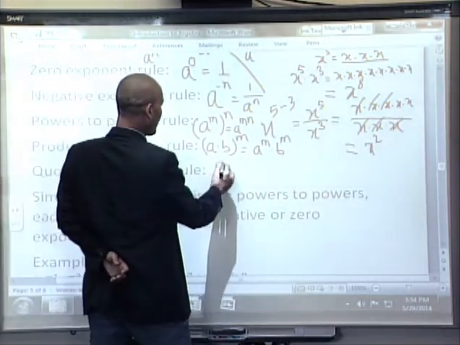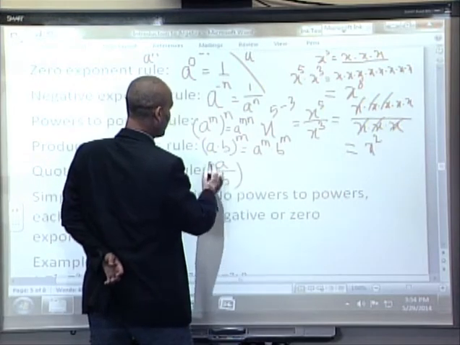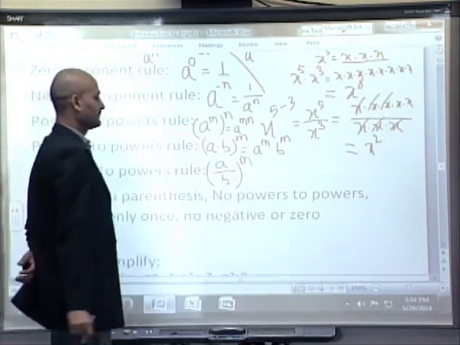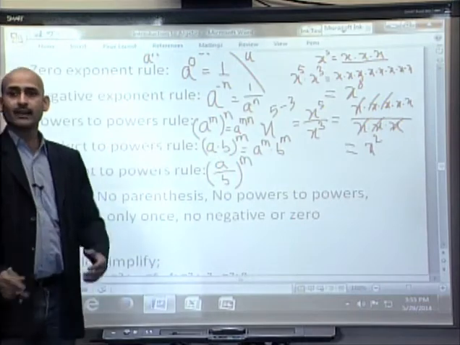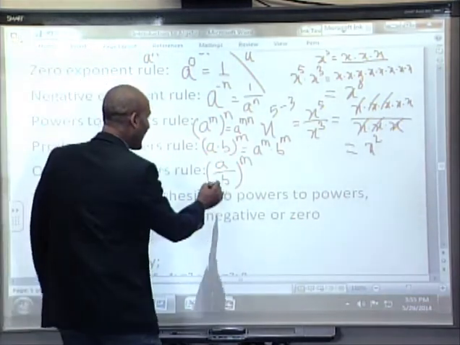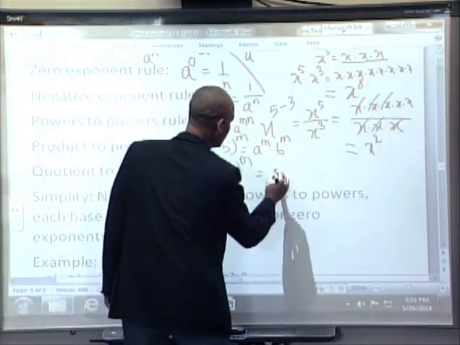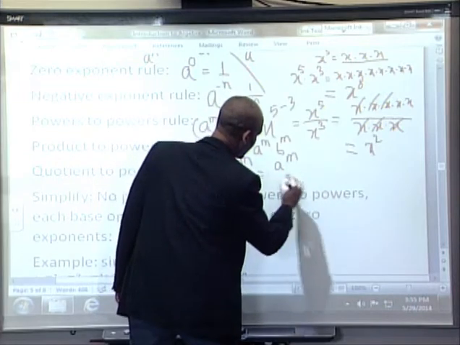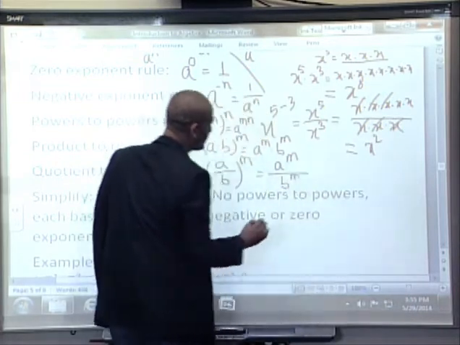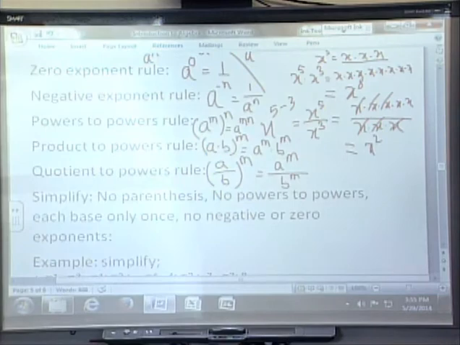Well, the quotient to power rule is similar to the product to power rule. If we have a fraction a over b and a single exponent, naturally the exponent is distributed to a and b both, a to the m divided by b to the m.